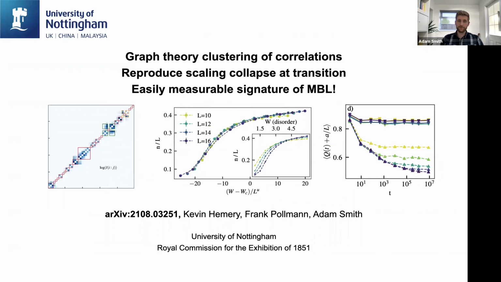So with that, let me give you my summary slide. We introduced a graph theory approach for analyzing the clustering of correlations in MBL eigenstates, or states under time evolution. This graph theory analysis was unbiased and was able to reproduce the scaling collapse that was found by other works, for instance, using RG schemes. And this also provides an easily measurable signature of many-body localization, particularly distinguishing it from Anderson localization, which could be measured in experiments, for instance, in the cold atom experiments.